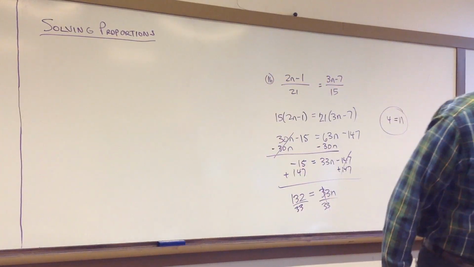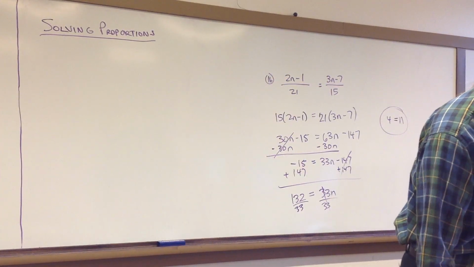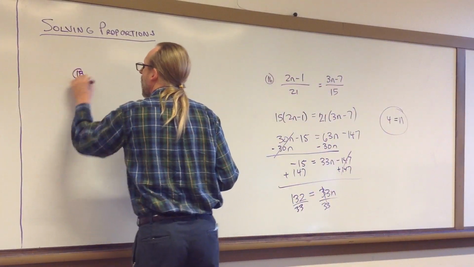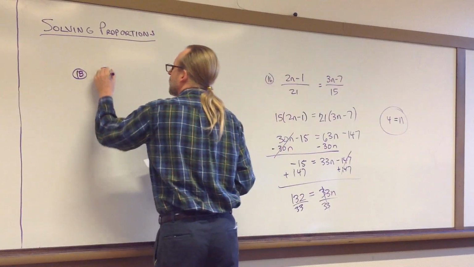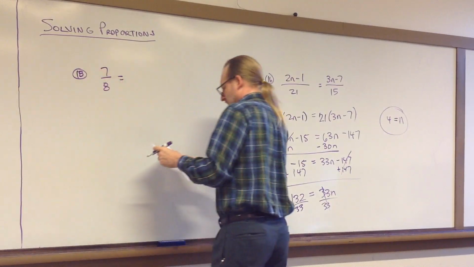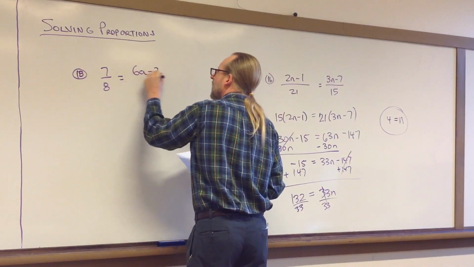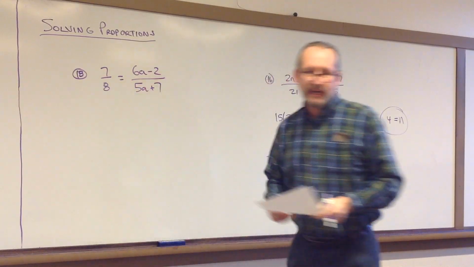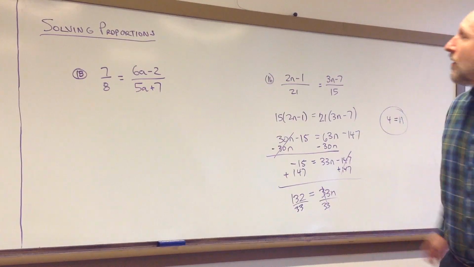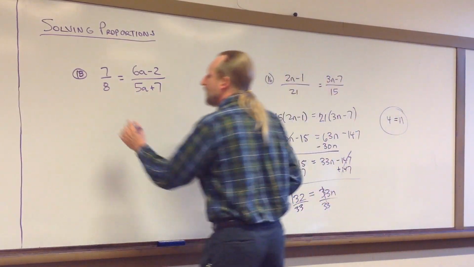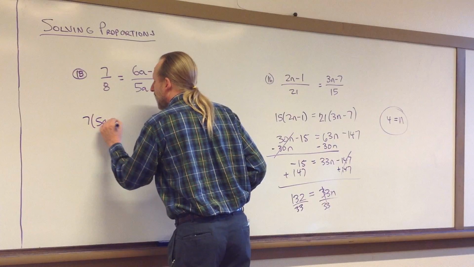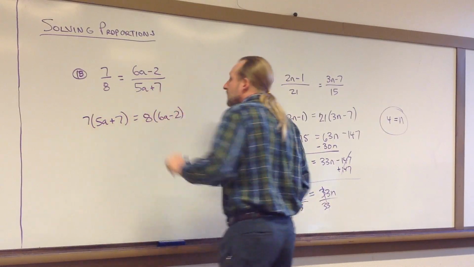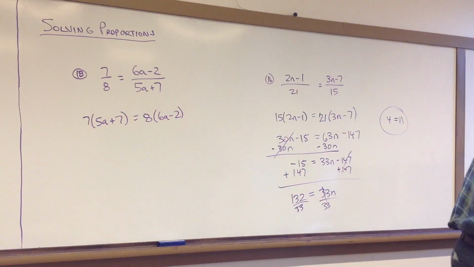See, what else have we got here? That was 16. Let's look at 18. 7 over 8 equals (6a minus 2) over (5a plus 7). Okay, so let's cross multiply. 7 times (5a plus 7) equals 8 times (6a minus 2).